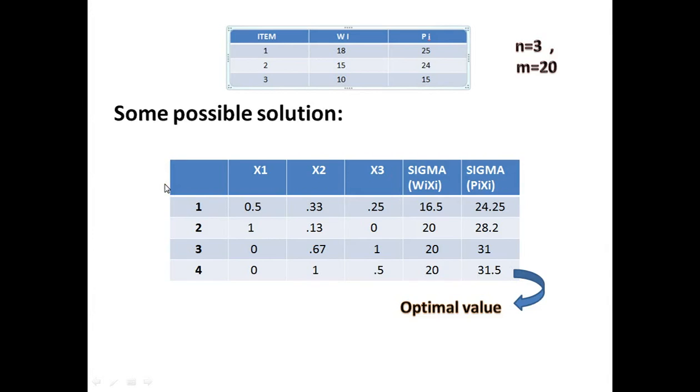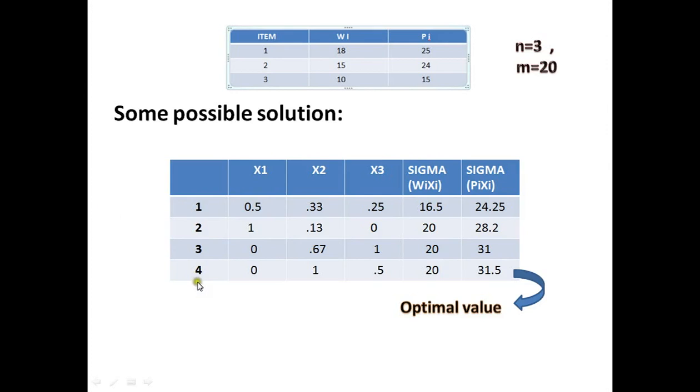Now consider the first solution where I have taken half of the first object, 1/3 of the second object and 1/4 of the third object, which will give me a total weight of 16.5, which is less than the capacity of the knapsack, so it is feasible, and it gives me a profit of 24.25. Now consider the second solution where I have taken 1 unit of object 1 and 2/15 of object 2 and nothing from object 3, which will give me a total weight of 20, which is also feasible since it is equal to the capacity of the knapsack, and the profit which I obtain is 28.2.